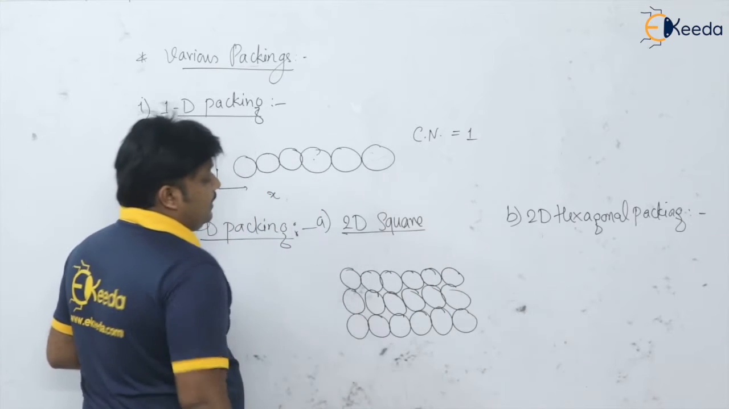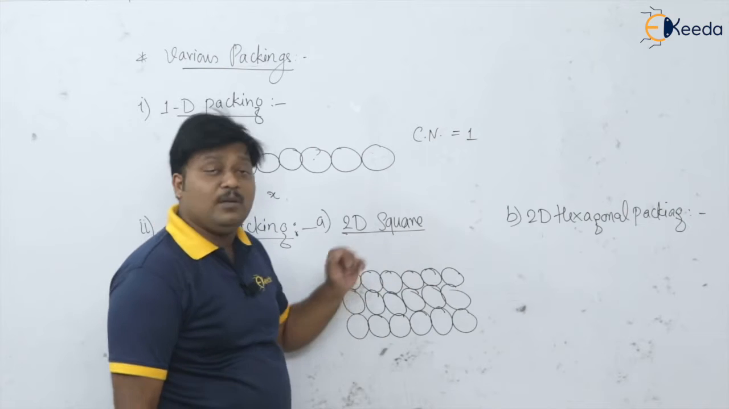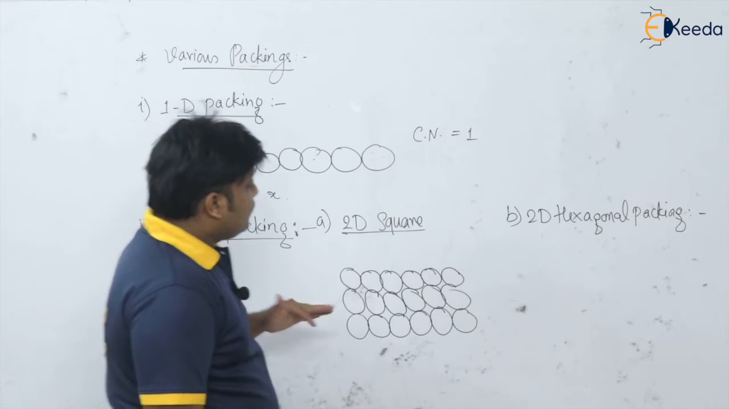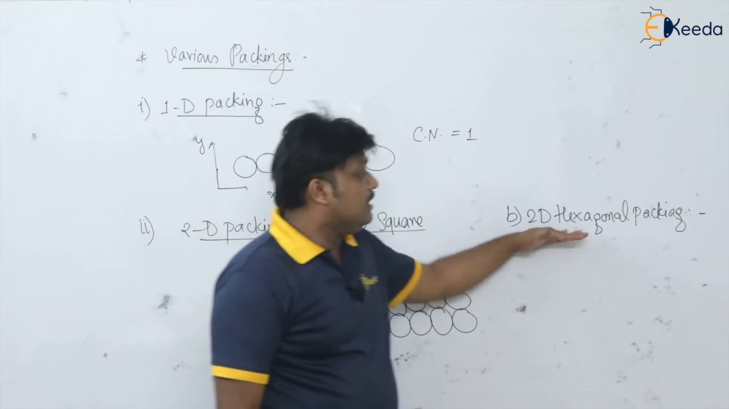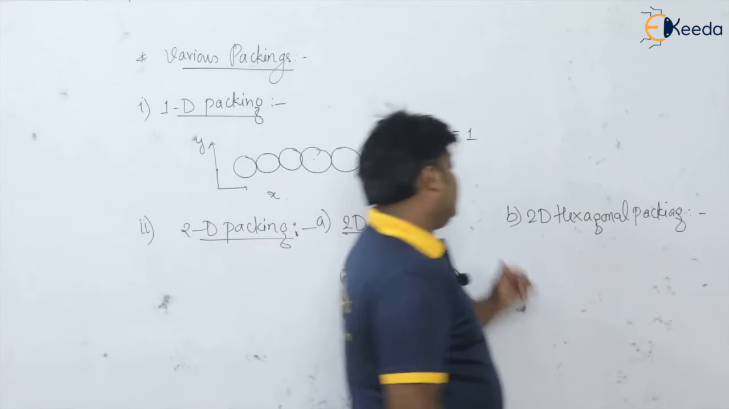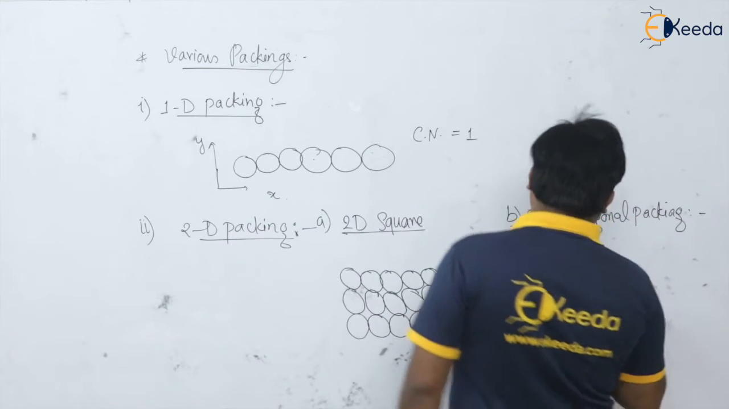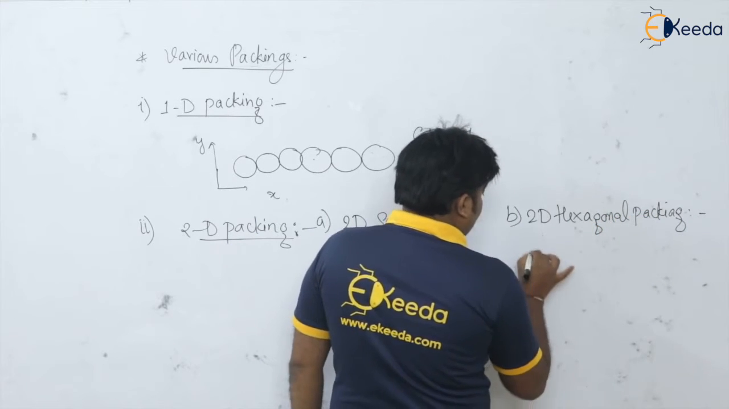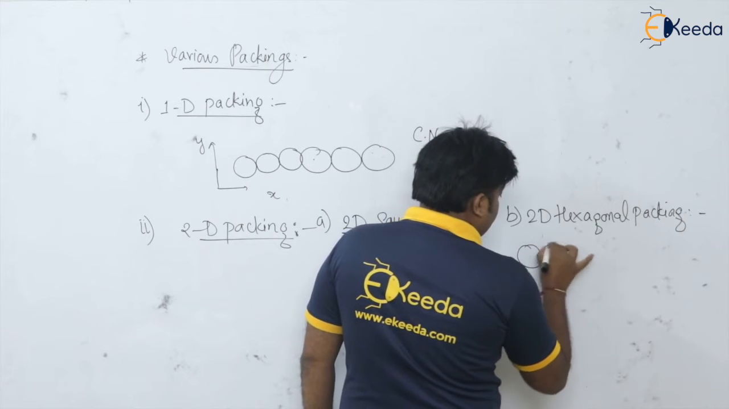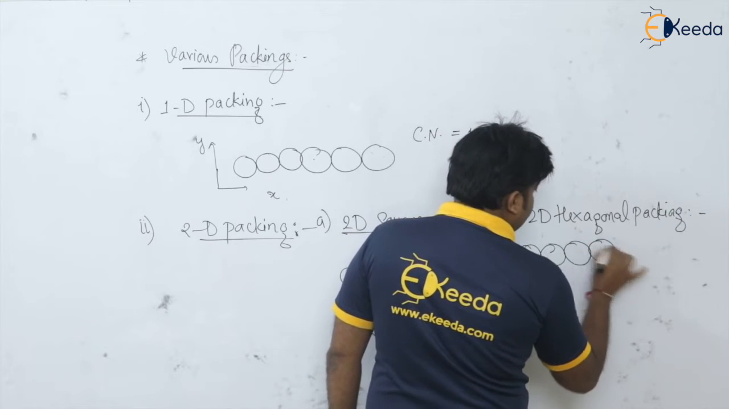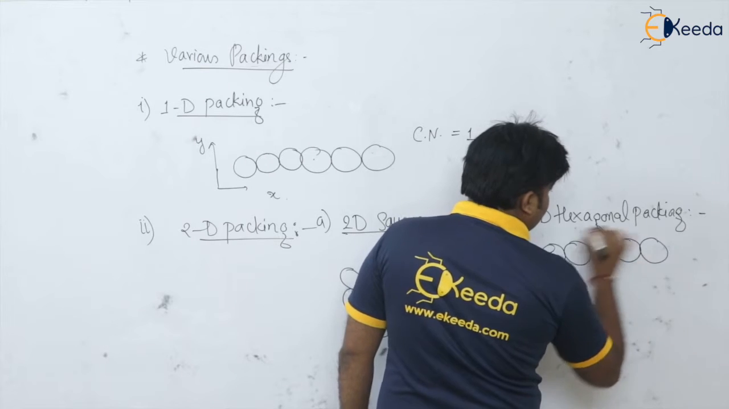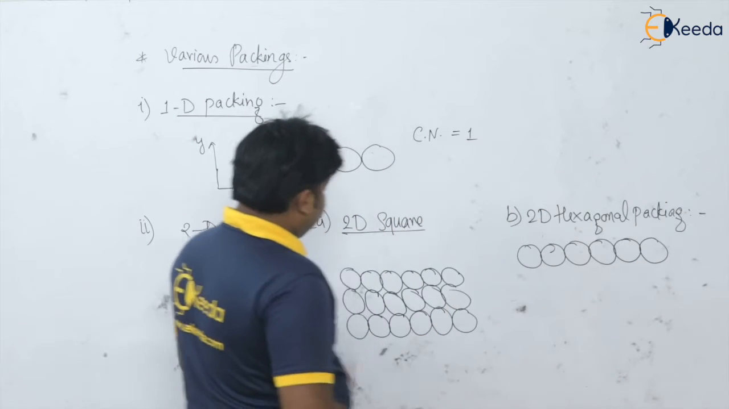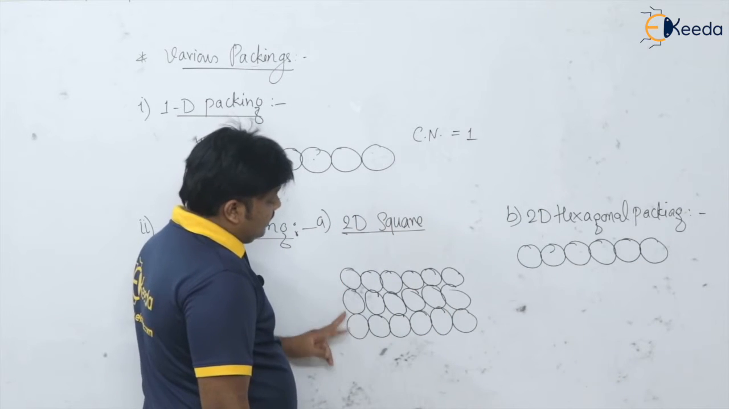Like this, okay? This is the two-dimensional square packing. But when you go for two-dimensional hexagonal packing, how are the atoms arranged here? See here. See the difference. So this is one line of the atoms. Now here, see how the atoms are arranged.